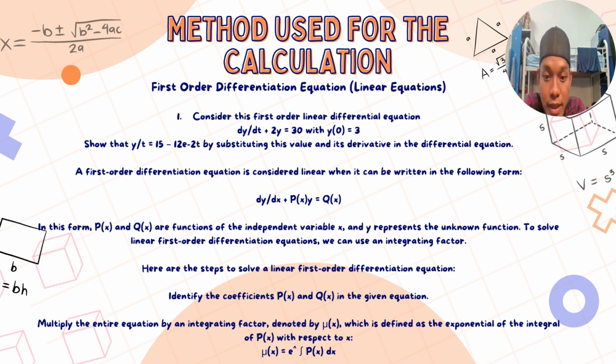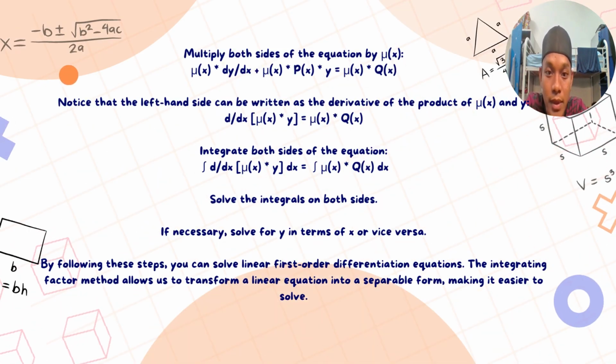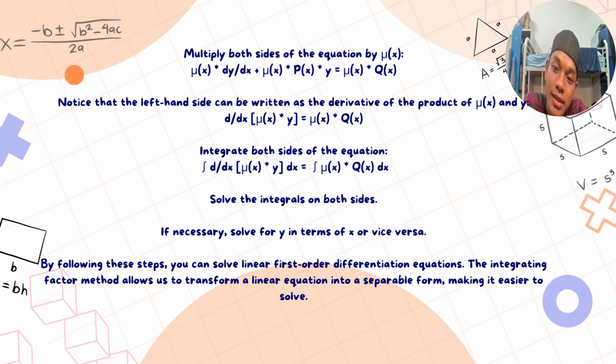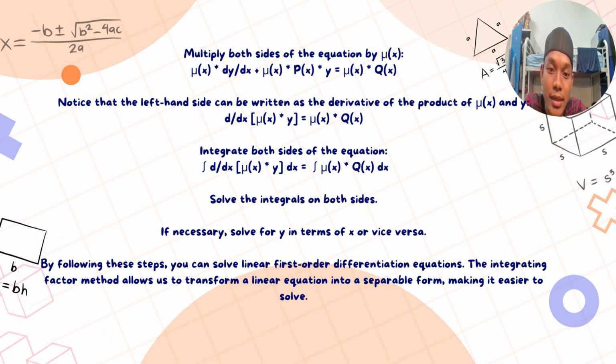First, identify the coefficients p(x) and q(x) in the given equation. After that, multiply the entire equation by the integrating factor denoted by mu(x), which is defined as the exponential of the integral of p(x) with respect to x. Next is multiply both sides of the equation by mu(x), use the equation above. Notice that the left hand side can be written as the derivative of the product of mu(x) and y(x). So use the equation.